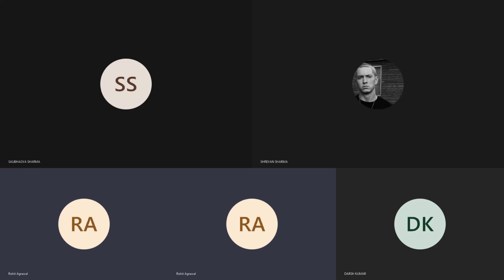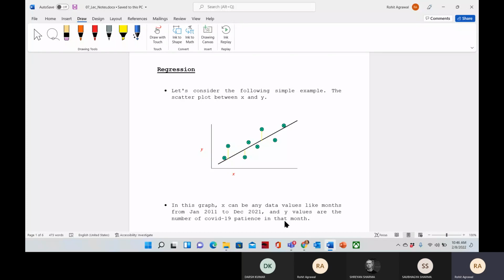Topic is the regression. And after regression, we will discuss the classification as well. Okay. So before discussing the regression, suppose I'm giving you this example. You are having this X data points and this Y values.